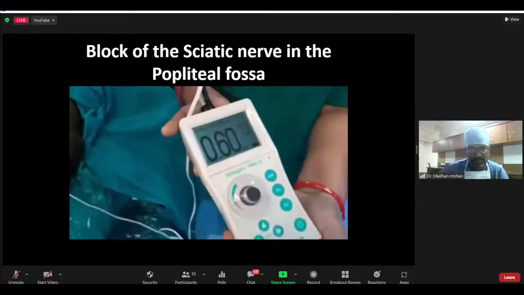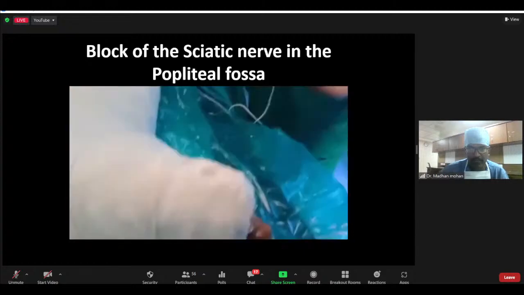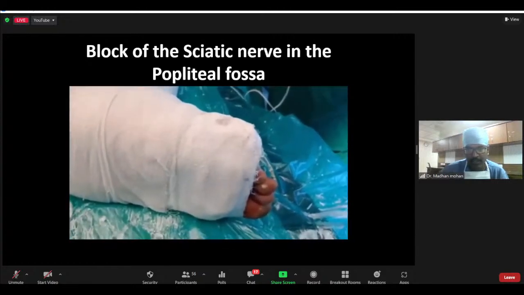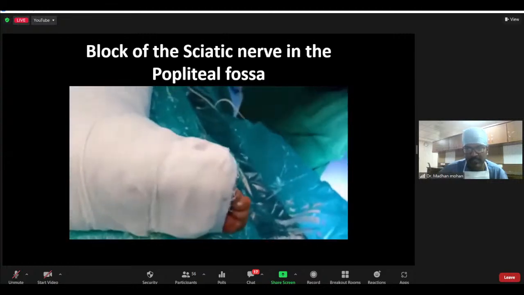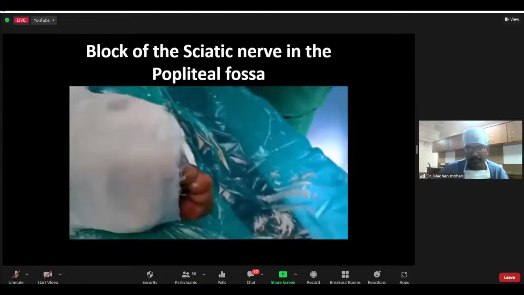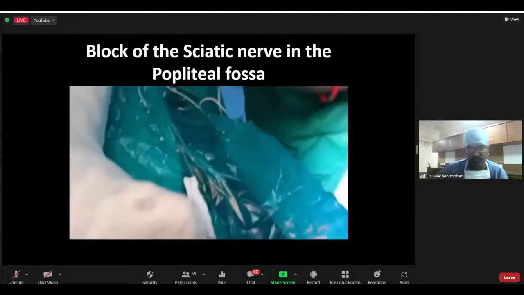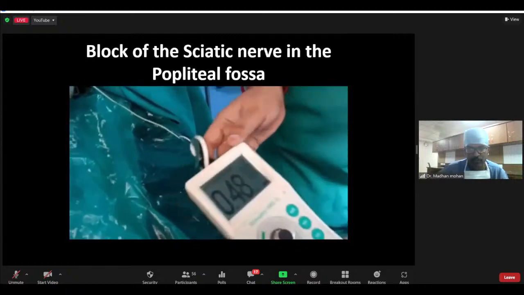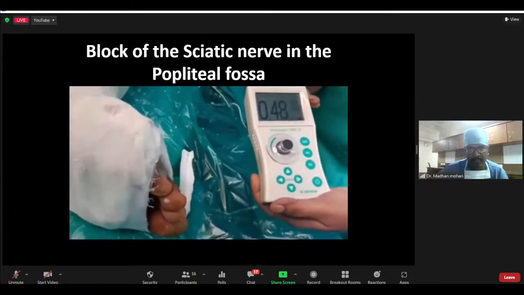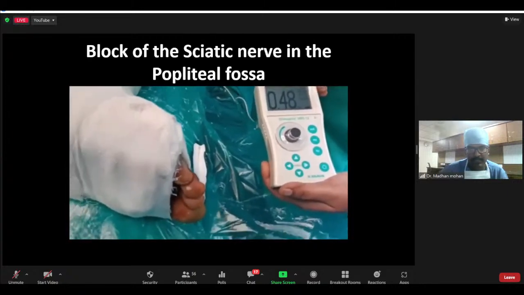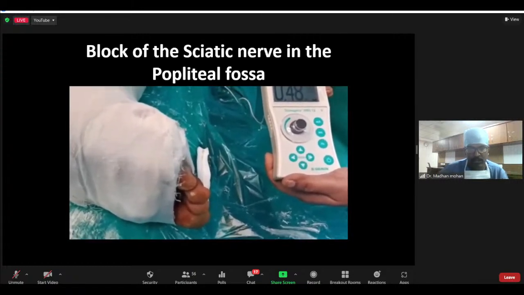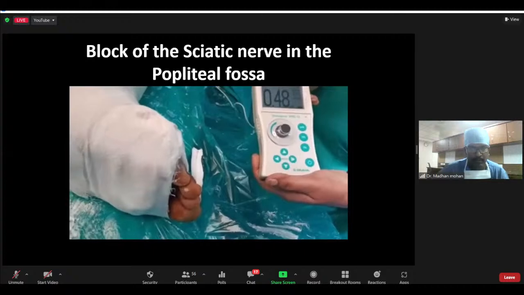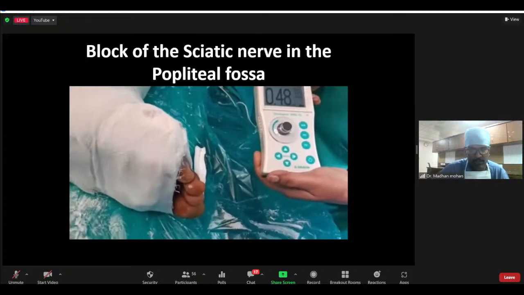The desired foot response: since this patient is in a POP cast, you cannot elicit an inversion response. The initial current was at 0.6, and now it is reduced to 0.4. Still you are getting a mild response. You can accept it, and after injecting local anesthetic, you can see the loss of the foot response. This is called the positive Raj sign.